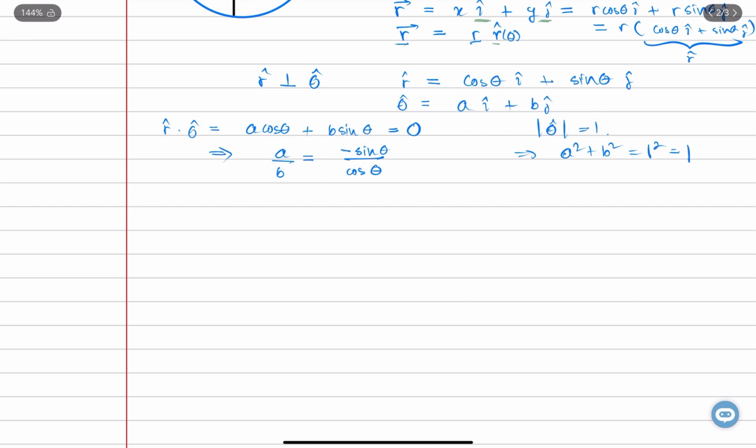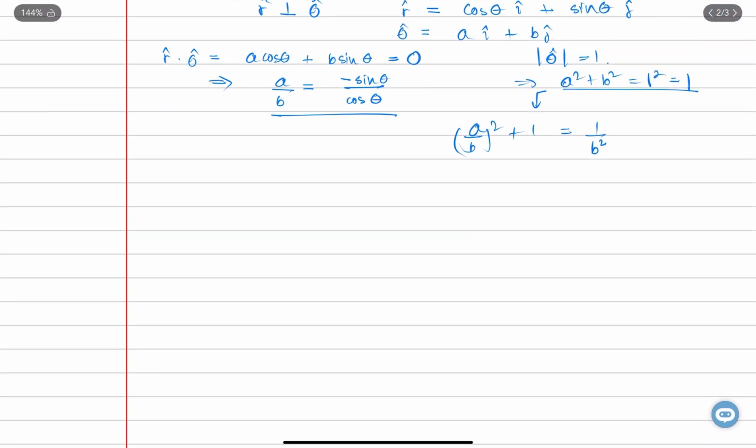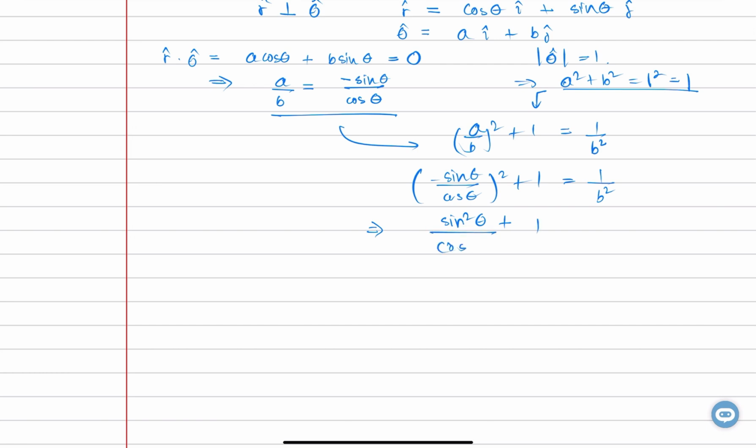So I'm going to use this equation and this equation to solve for a and b. Firstly, I'm going to divide this by b squared, so I get (a by b) squared plus 1 is equal to 1 by b squared, and when we substitute this quantity here, we get (minus sine theta by cos theta) squared plus 1 is equal to 1 by b squared, which if we simplify, we get sine squared theta divided by cos squared theta plus 1 is equal to 1 by b squared.